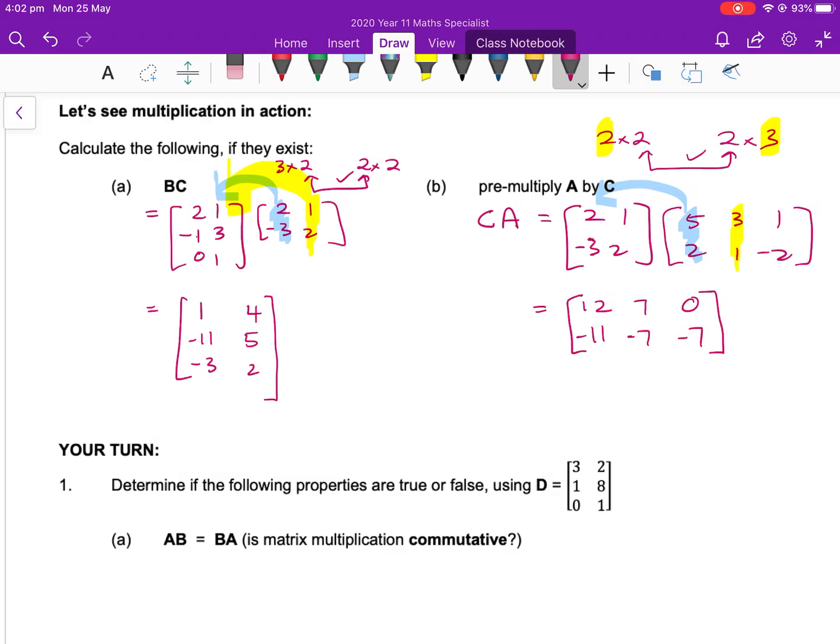And that's how we multiply matrices. So now I'd like you to pause the video and have a go at the following couple of questions. At least have a go at question number 1 before you check your solutions.